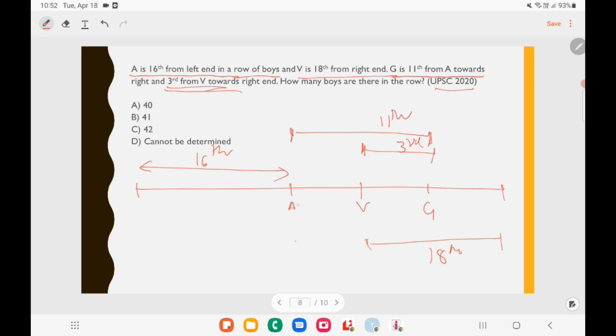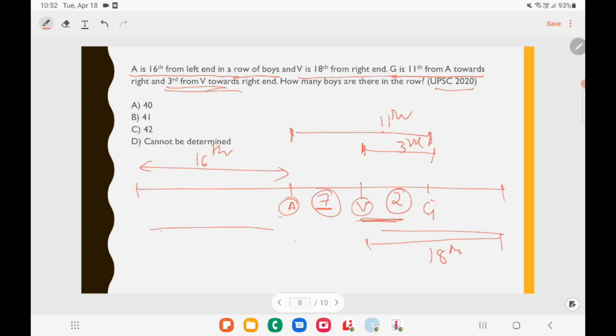Okay. So we know that A is 16th from here. V is 18th from here. So if we find out the number of persons in between A and V, we can find out the total number of persons. Here we know that G is 3rd from V. That means there will be 2 persons here. There will be 2 persons in between V and G because G is 3rd from V. Now G is actually 11th from A. That means there will be 10 persons between A and G. So there will be 10 persons in between A and G. Already 3 persons are here. That means between A and V there will be 7 persons.